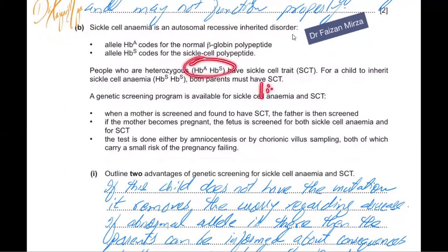Only then is there a 1 in 4 chance. You can just perform the cross and see that if you cross both of these together, there will be a 1 in 4 chance, or 25% chance, of the offspring getting the disease.